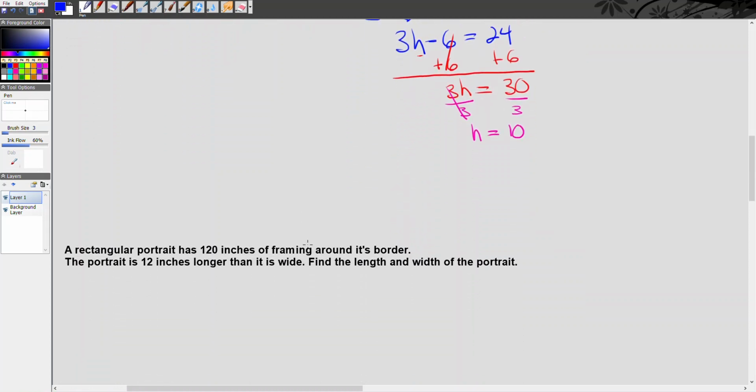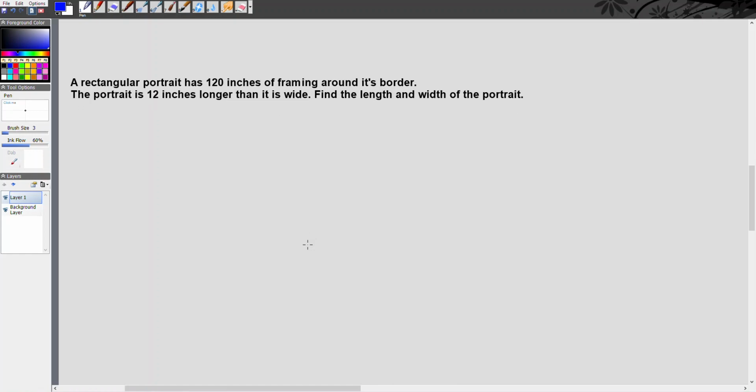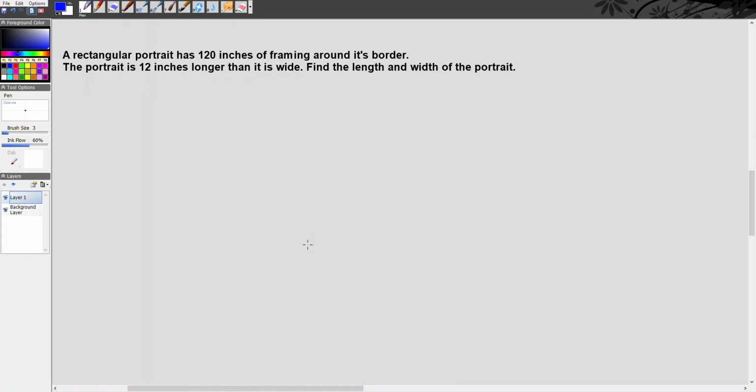So let's take a look at another example here. This one involves rectangles and perimeter. So it says here, a rectangular portrait has 120 inches of framing around its border. The portrait is 12 inches longer than it is wide. Find the length and width of the portrait.